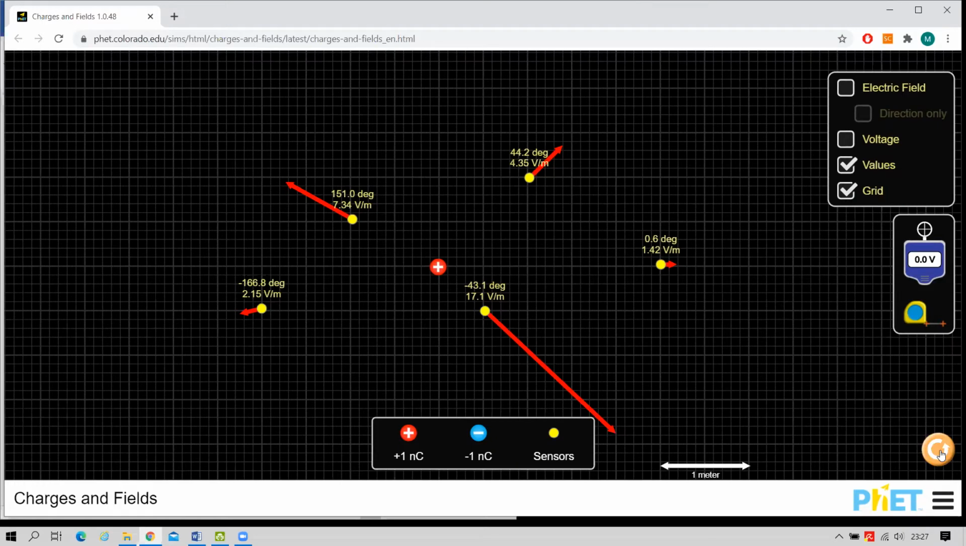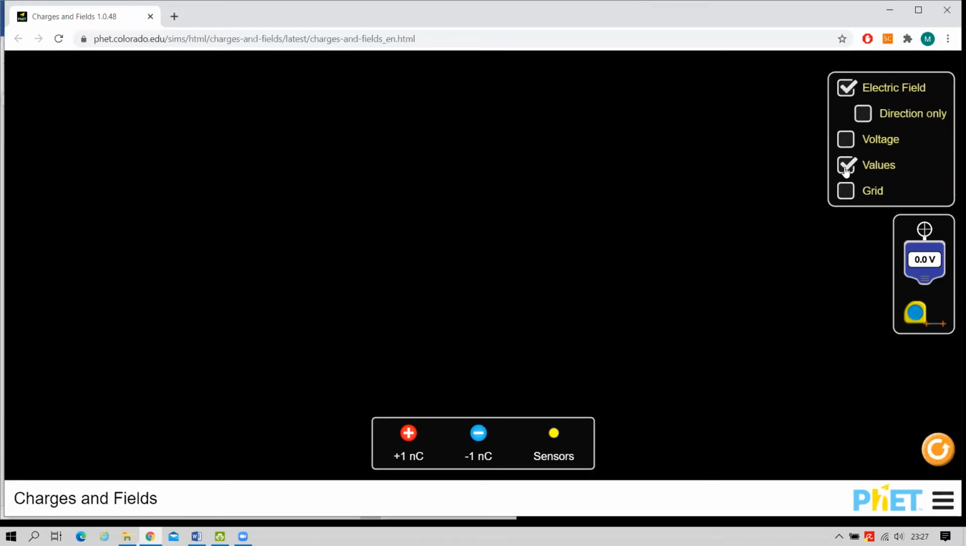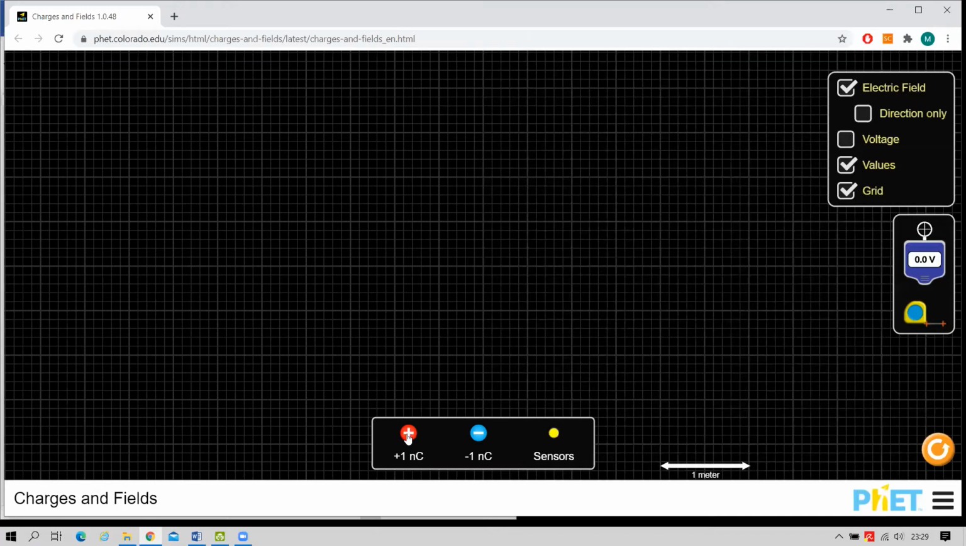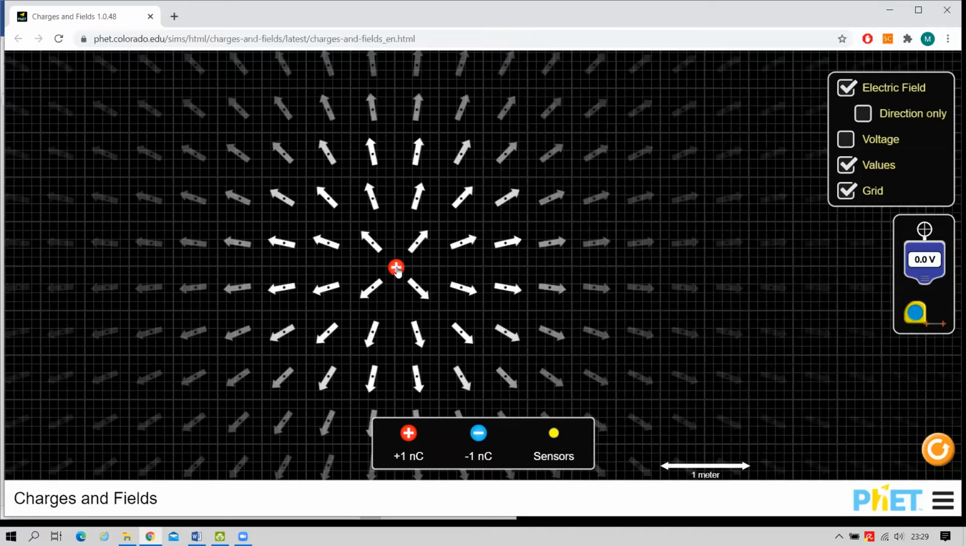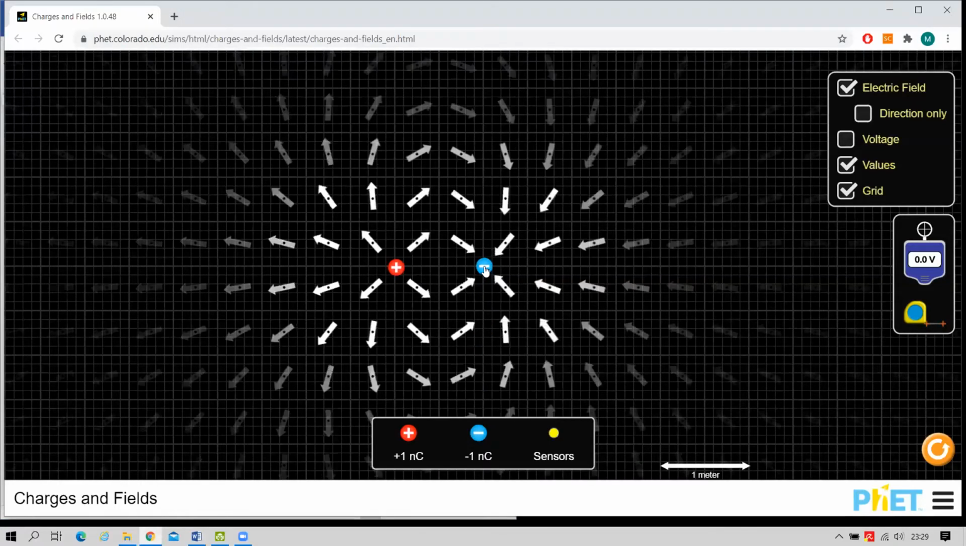Firstly, just clear your setup. For the dipole, I will put my plus charge over here and a minus charge just 1 meter away from the plus charge. I just create a dipole. This is a dipole because it consists of equal charges but opposite in their sign.